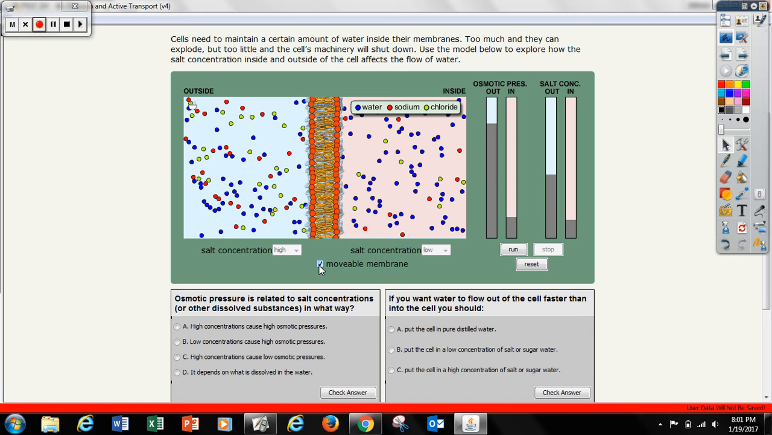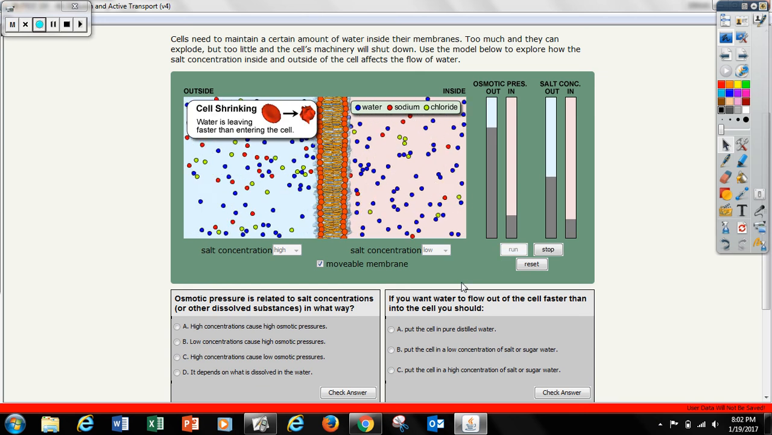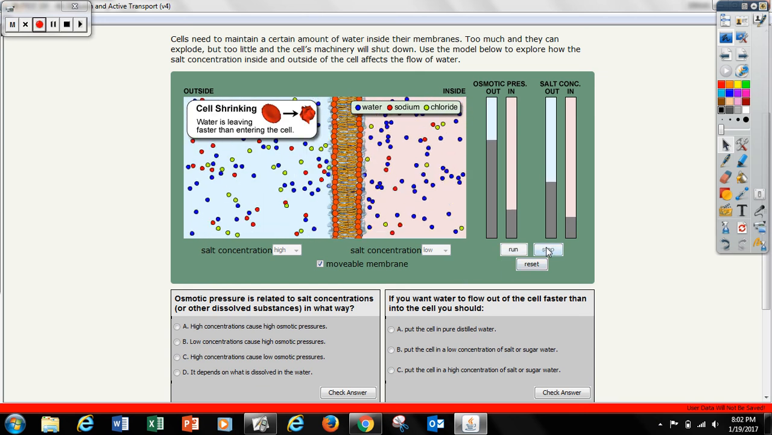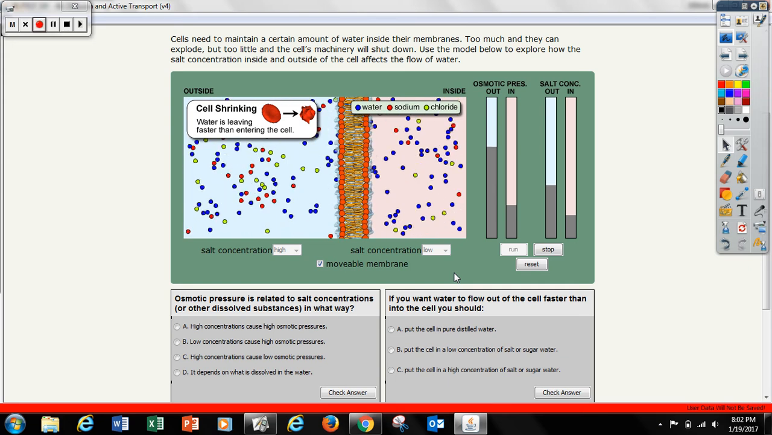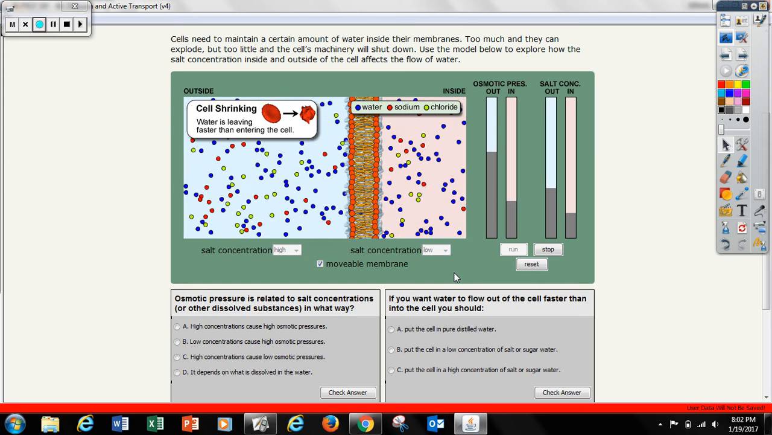So we're going to put in the movable membrane here, and now we're going to run it. And as that water is leaving the cell, let's stop it for a second because it's telling us what's going on here. The cell is shrinking. This is exactly what happened when you put corn syrup outside your cell. Instead of sodium and chlorine, you had sucrose dissolved in the water, and so water left the cell and the cell shrunk down, just like this, because water is leaving faster than it is entering. So we can run that for a little, and now we're starting to see those pressures equalizing as the water leaves the cell and the cell gets smaller.